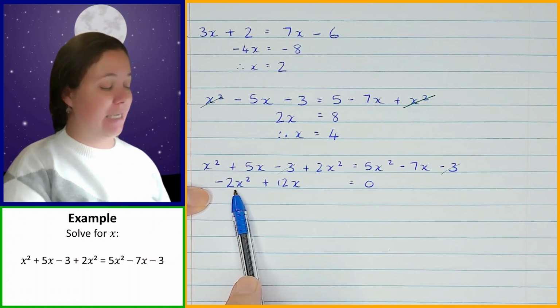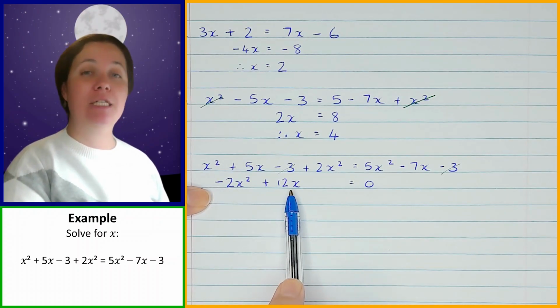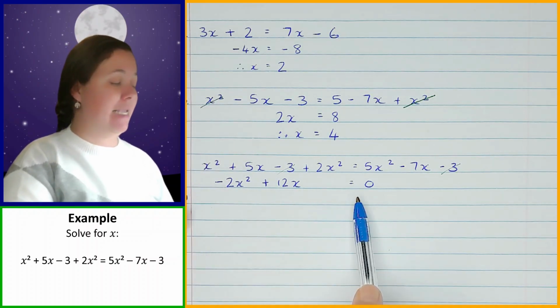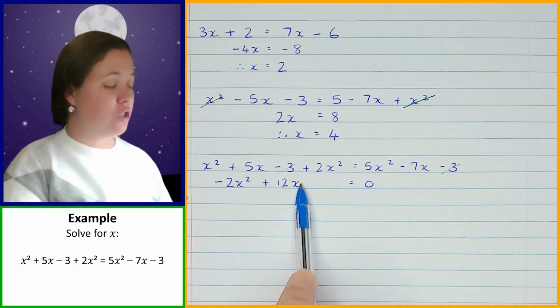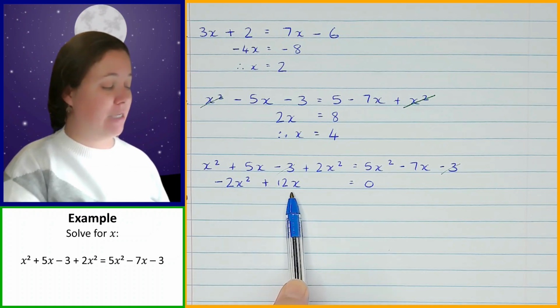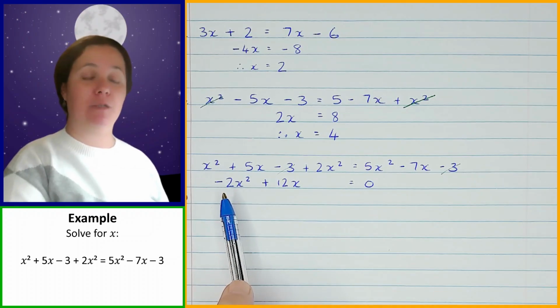So over here, I've got negative 2x squared plus 12x. I need to get this so that it is a factor multiplied by a factor equal to 0. In order to do that, I'm going to factorize, so that I can get factors multiplied together.